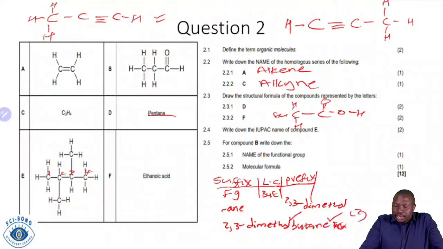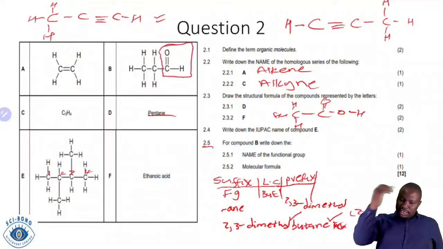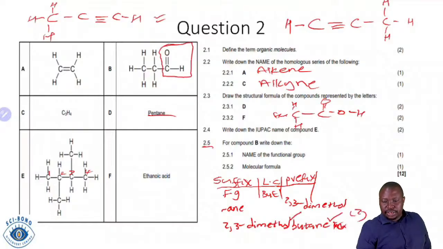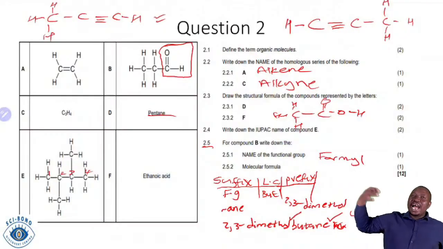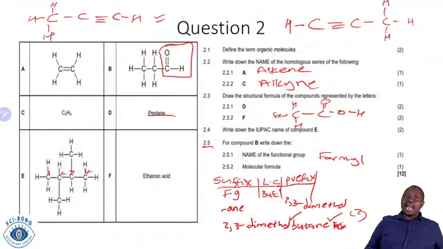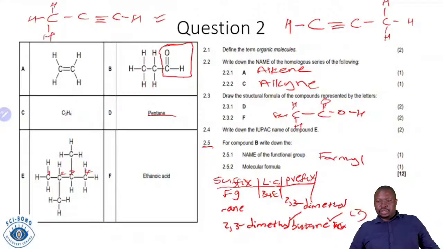Now, write down the IUPAC name of E. That's what we're doing, question 2.4. Let's look at question 2.5. It says, for compound B, write down the name of the functional group. Now, you go to compound B, this one. I think we talked about this as I was explaining your strategy: for aldehydes, the functional group is the formyl group. For ketones, it is the carbonyl group. For alcohols, it is the hydroxyl group. So you must know them. If you are asked to write down the name of the functional group, you must be able to give it with no problem.